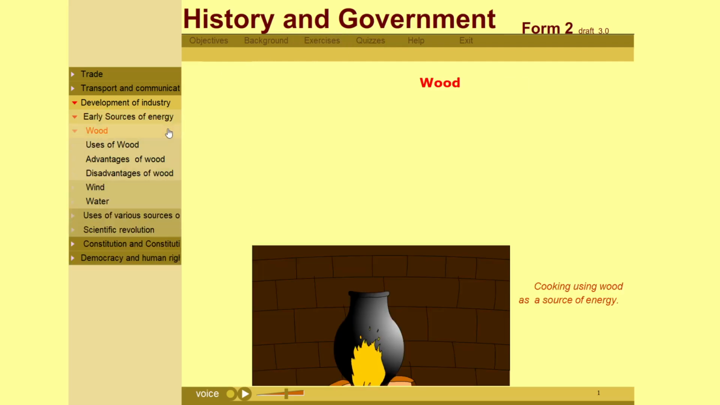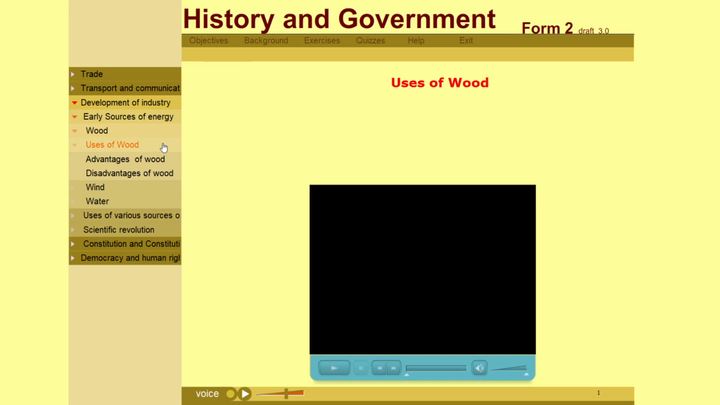Wood was the first source and was the most common source of energy. It came into use after human beings discovered the use of fire during the Middle Stone Age. Wood energy is used in various ways. Some of these are shown in the video provided. Click on the video below to view the various uses of wood energy.